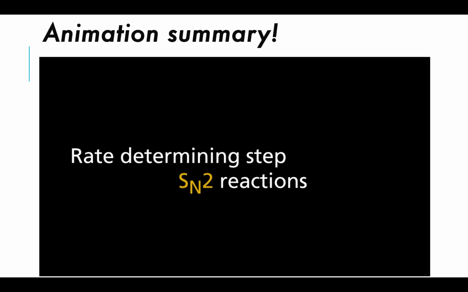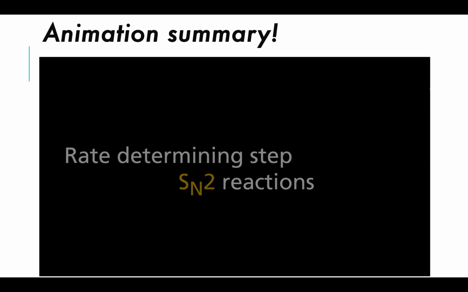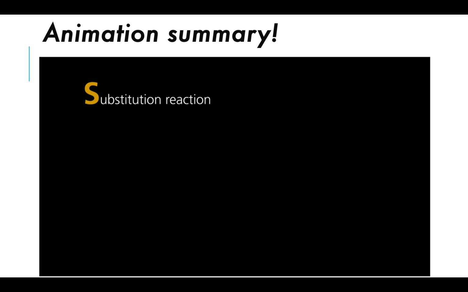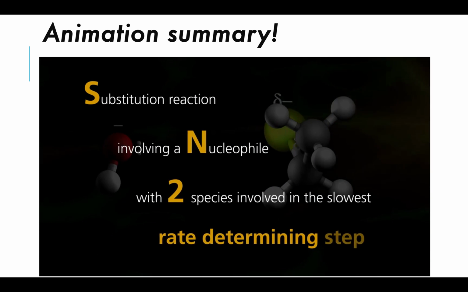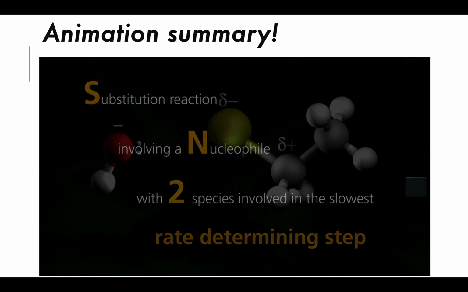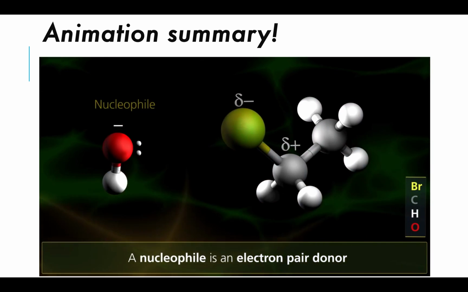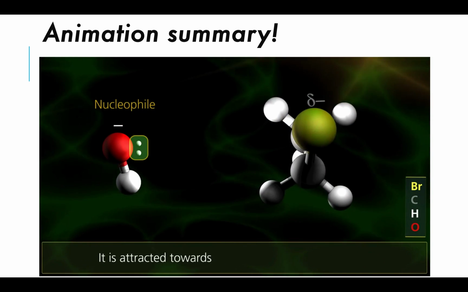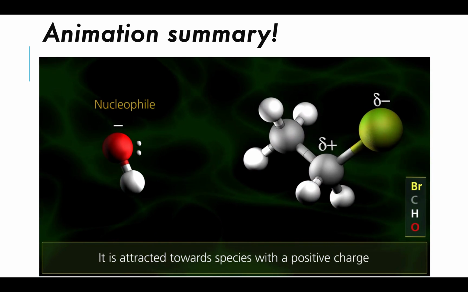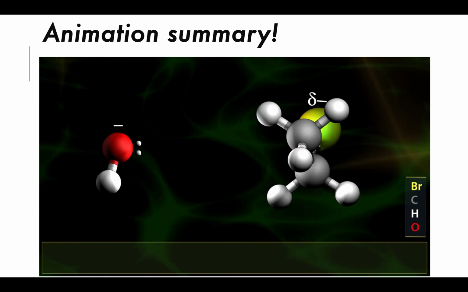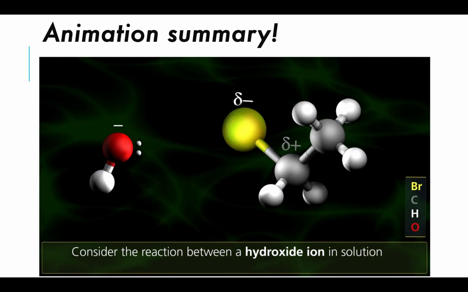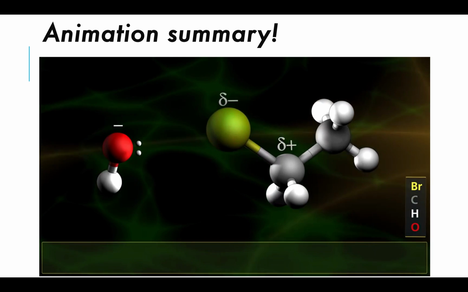Primary halogenoalkanes undergo SN2 reactions, where the S denotes a substitution reaction. The N shows the reaction involves a nucleophile. 2 is the number of species involved in the slowest rate-determining step. A nucleophile is an electron pair donor. It is attracted towards species carrying a full or partial positive charge, with which it can form a dative covalent bond. Consider the reaction between a hydroxide ion in solution and bromoethane.